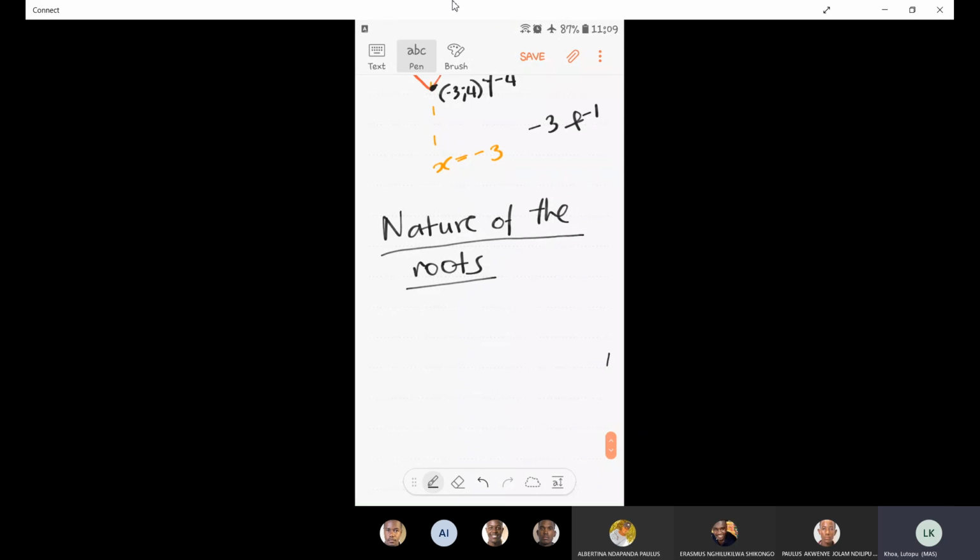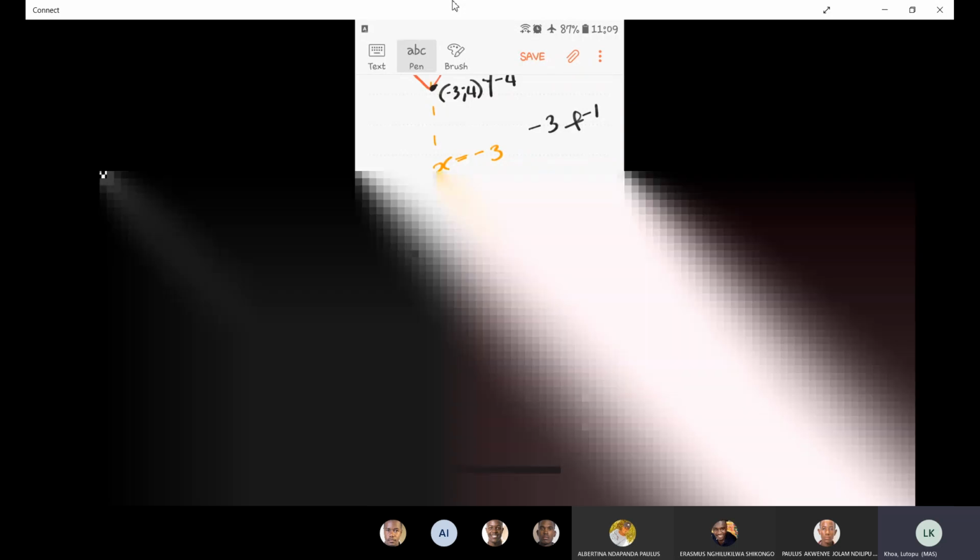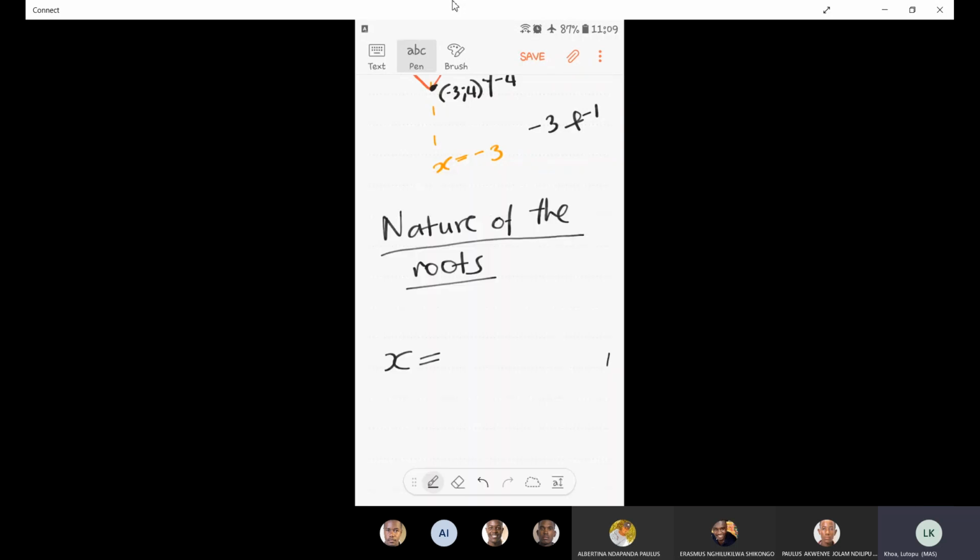Now what will tell us the type of roots that we have is the discriminant. Now if you remember the formula for finding x, the quadratic formula, this was minus b plus or minus the square root of b squared minus 4ac over 2a. Now what I have under the square root over here, this is called the discriminant.